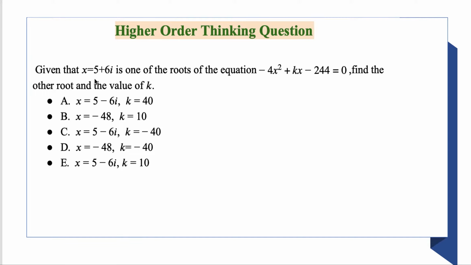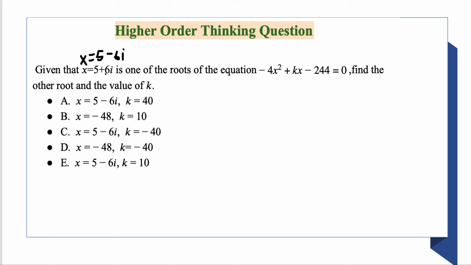So what do we know when we have a quadratic equation, and one of the roots is x equals 5 plus 6i? It always comes with a complex conjugate root. The complex conjugate of this complex number is x equals 5 minus 6i. So this is one of the roots.